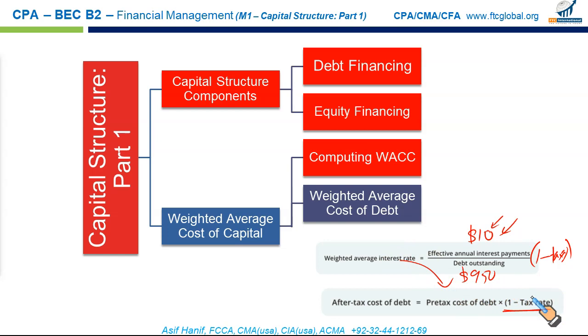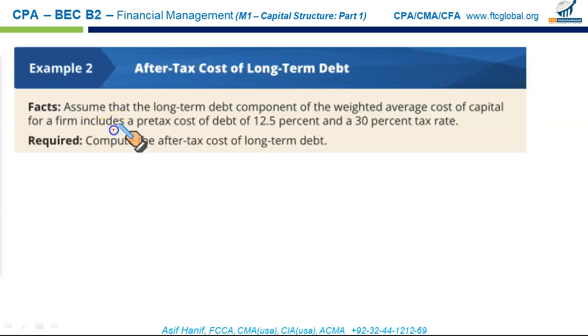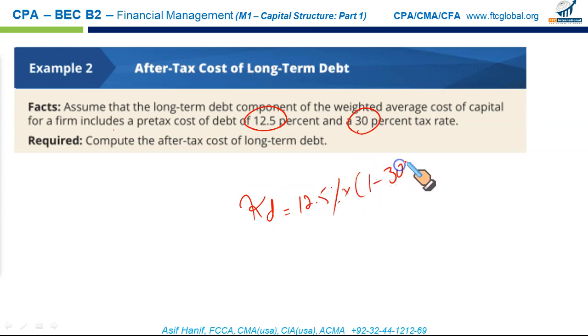And the reason has already been discussed, because interest is a tax allowable expense, so it has to be taken on after tax basis. And no such calculations are required for retained earnings, preferred stock, or equity. Assume the long-term debt components of the weighted average cost of capital for a firm includes pre-tax cost of 12.5, tax rate 30. You need the cost of debt after tax, of course. So pre-tax is 12.5%, multiplied with 1 minus tax rate, it will give you 8.75. This is the after tax cost of debt, and that is what we should use in the calculation of our weighted average cost of capital.